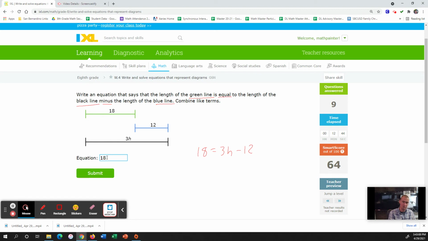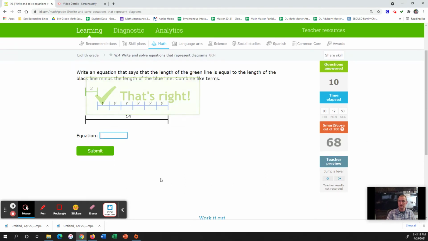So it looks like I got a smart score of 16 above. You're going to start getting questions that are a little bit different, but still not bad. 18 equals 3h minus 12. I just really don't want to get one wrong.